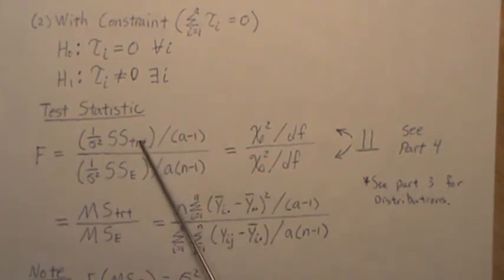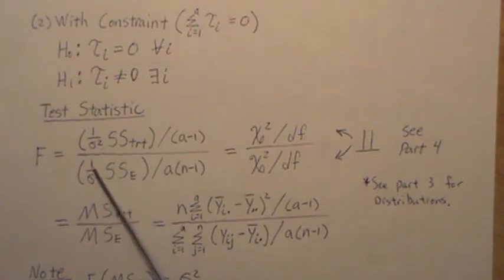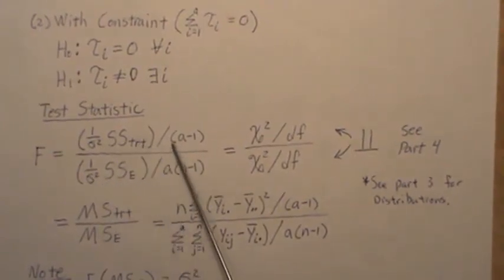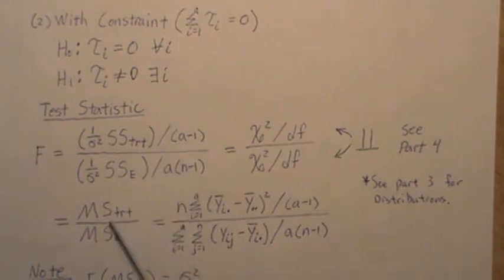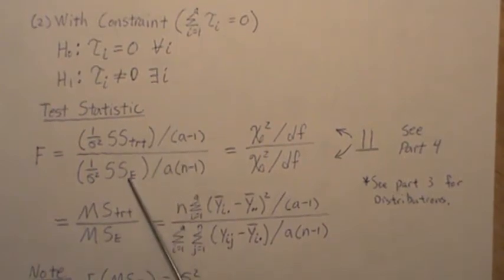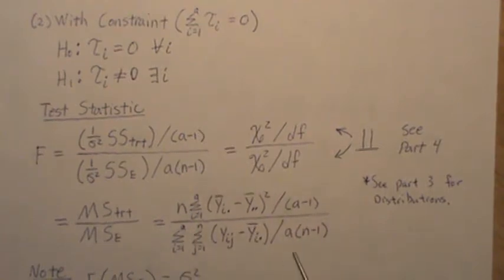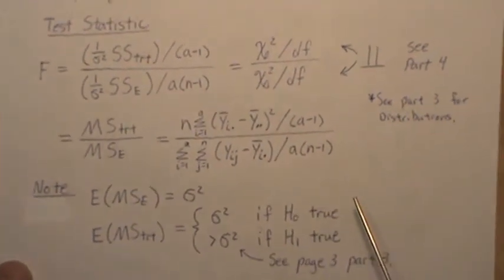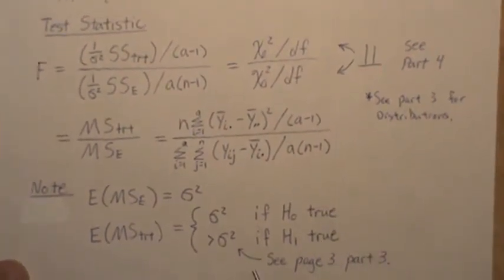Now the 1 over sigma squared cancels, and the sum of squares treatment divided by degrees of freedom is the mean square treatment, and the sum of squares error divided by its degrees of freedom is the mean square error. And in scalar notation it's this. In part 3 we showed this. We looked at the expected value of this numerator and the expected value of this denominator.